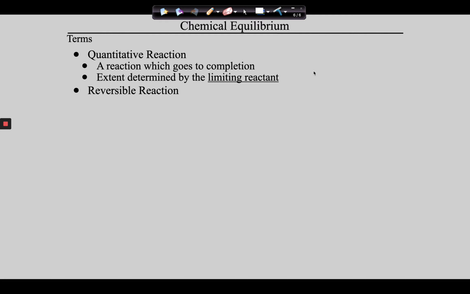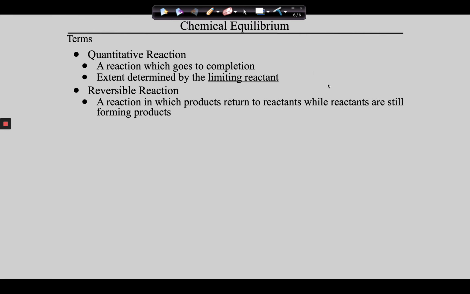Well, guys, now we can talk about this other type of reaction called a reversible reaction. And in a reversible reaction, we have a reaction just like we saw before where the products turn back into reactants, all the while the reactants forming products. So it goes forward and backward, reactant to product, but products are turning back into reactants. And these reactions never go to completion. So if they don't go to completion, where do they go? And the answer is equilibrium.